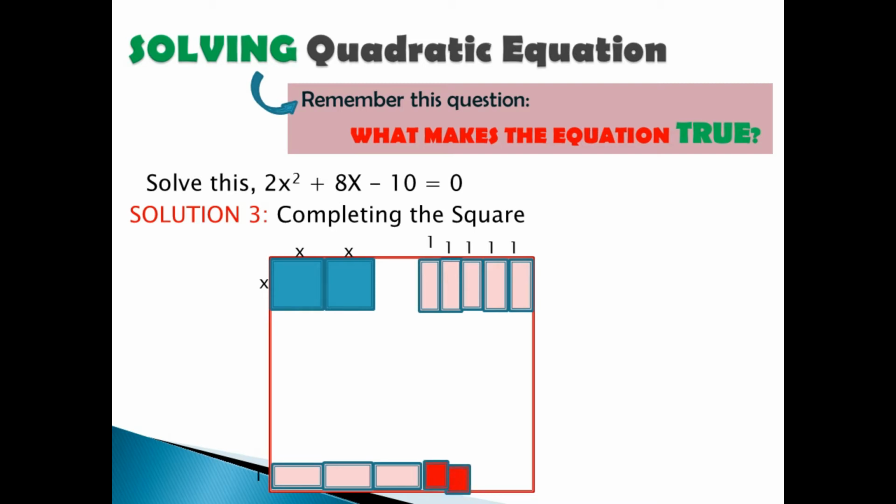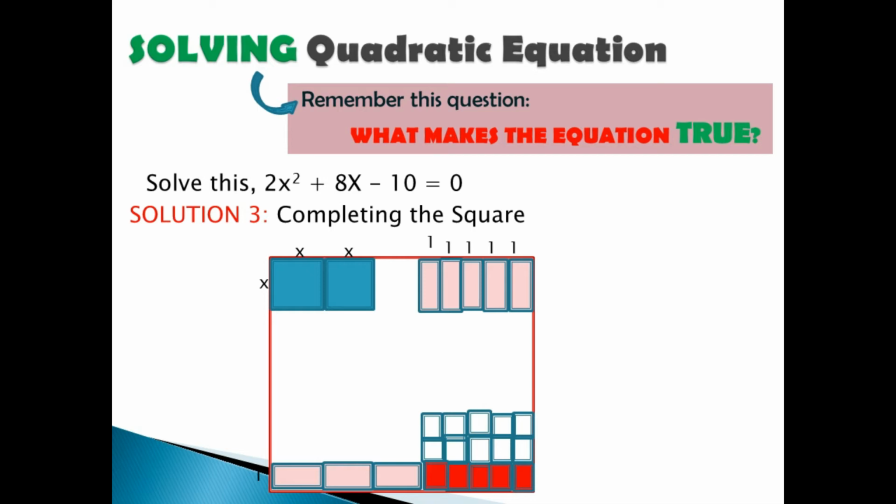To complete this side, we will add 5 squares with area 1 unit. Then we will be using the back portion of our red square to represent -1. So we will be needing 10 of -1. 1, 2, 3, 4, 5, 6, 7, 8, 9, 10.